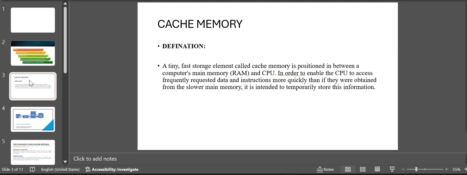Here is the definition. A tiny and fast storage element called cache memory is positioned in between the computer's main memory and the CPU in order to enable the CPU to access frequently requested data and instructions more quickly than if they were obtained from the slower main memory. It is intended to temporarily store this information.